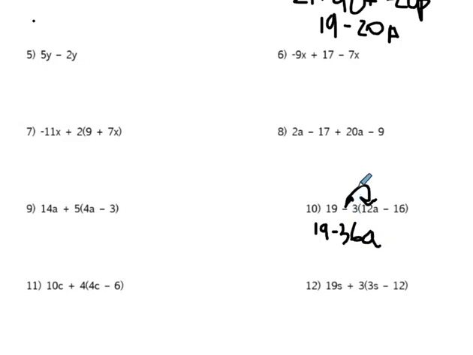Then we've got a negative 3 times a negative 16. A negative times a negative is a positive in this instance. Negative 3 times negative 16 is positive 48. So be very careful with those double negatives when there's a negative in front of the number in parentheses and a negative in front of the parentheses. So then we'll combine 19 plus 48, whatever that is, minus 36a. So you can finish that one on your own.